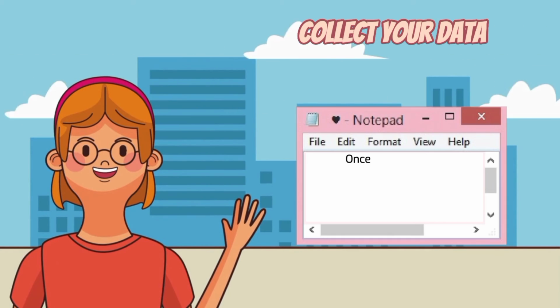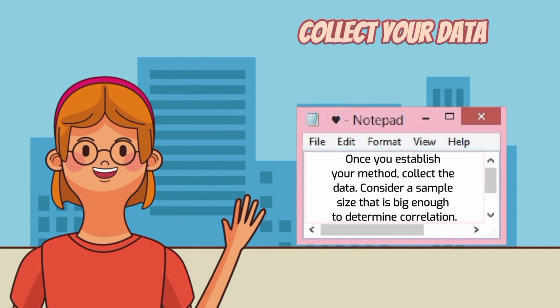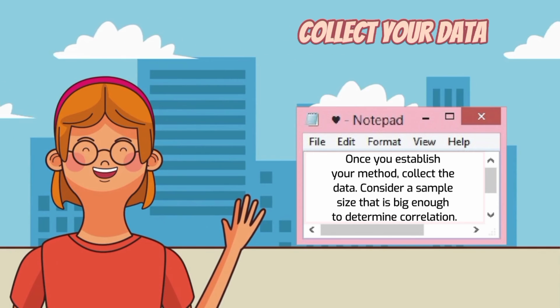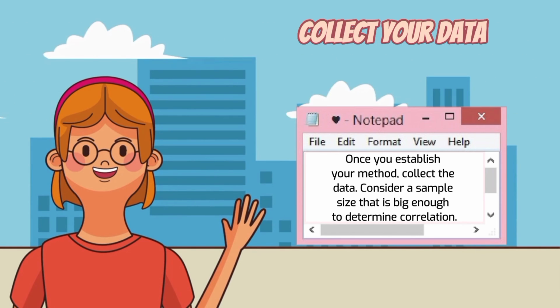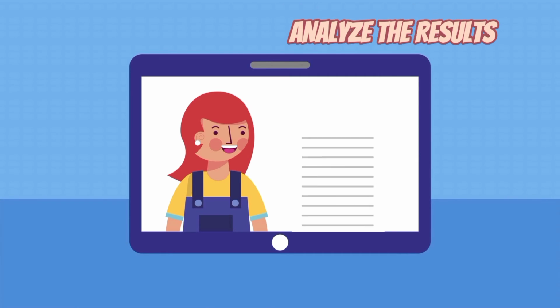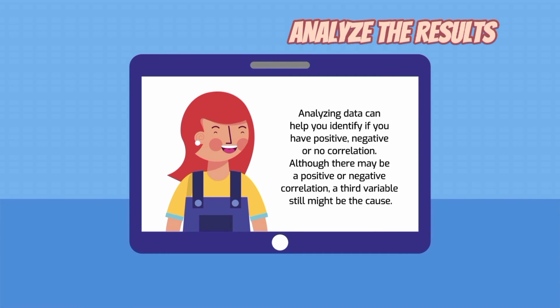Third tip is to collect your data. Once you establish your method, collect the data. Consider a sample size that is big enough to determine correlation. The fourth tip is to analyze the results. Analyzing data can help you identify if you have positive, negative, or no correlation. Although there may be a positive or negative correlation, a third variable still might be the cause.